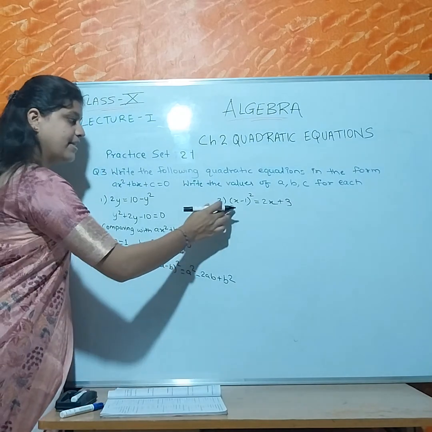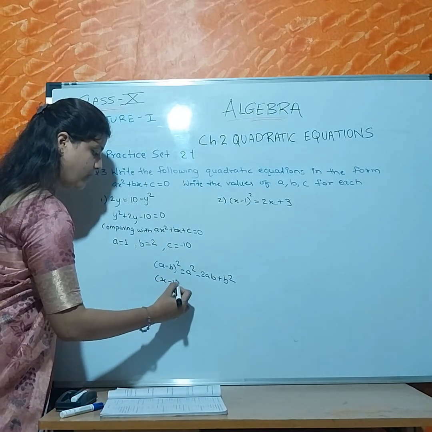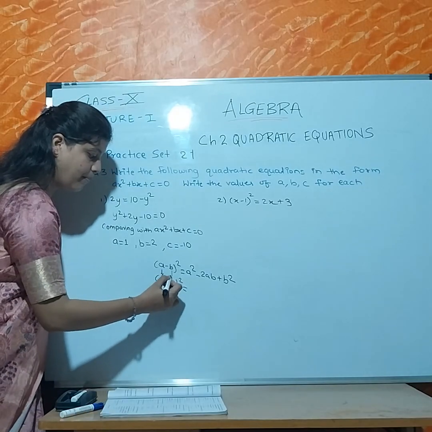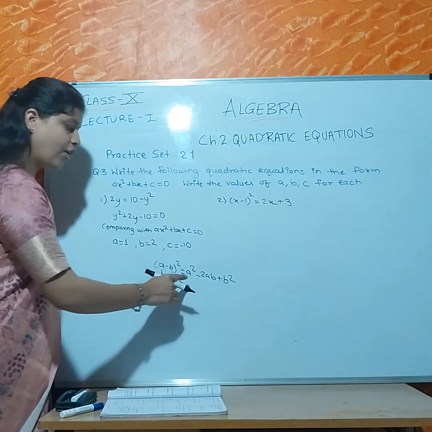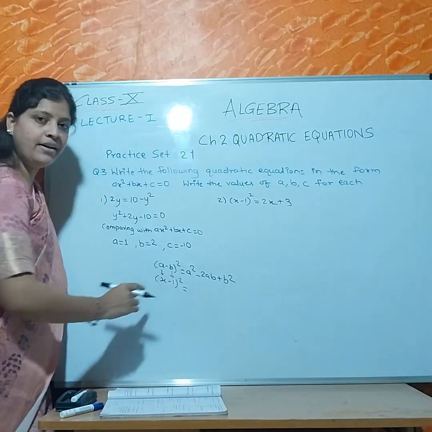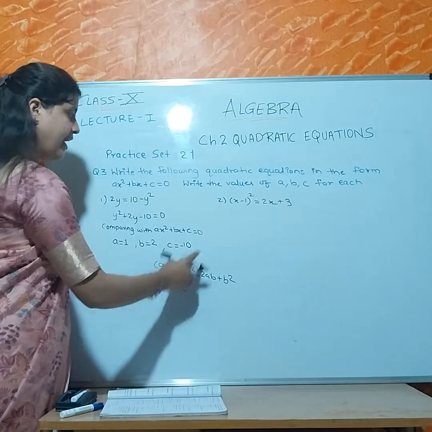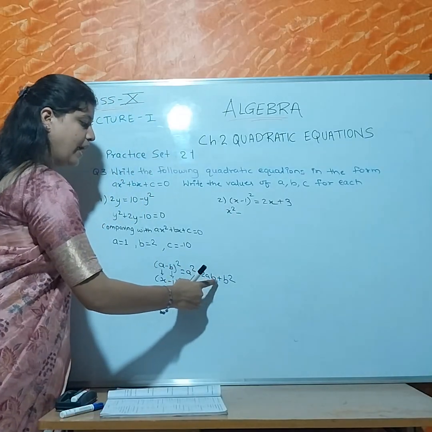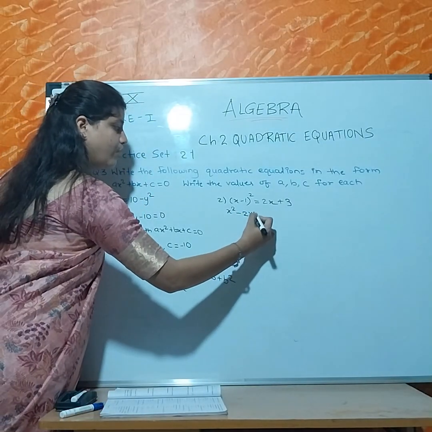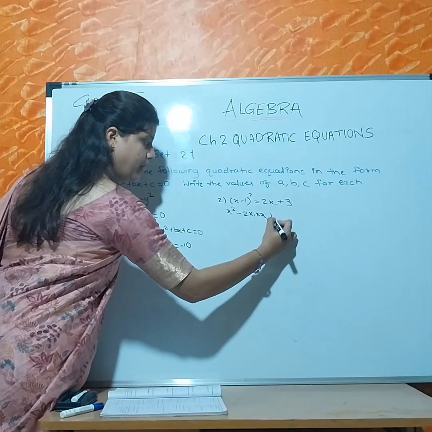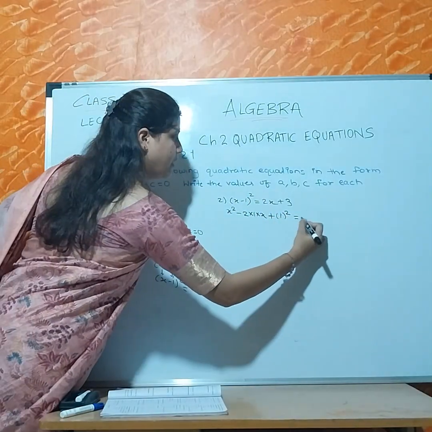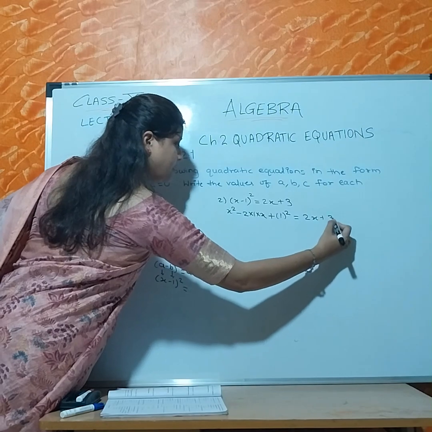We will compare this with (x minus 1) whole square. So here a is x and b is 1. Instead of a and b, we will put x and 1 here. So first is a square, that means x square, minus 2ab, that means 2 into 1 into x, next plus b square, that means 1 square, is equal to 2x plus 3.